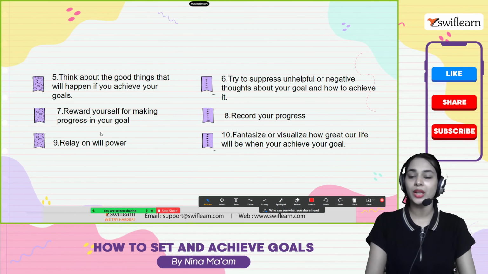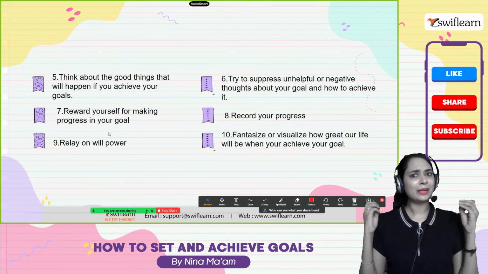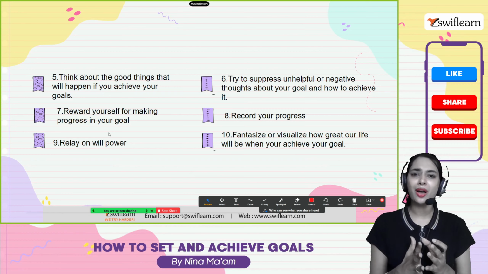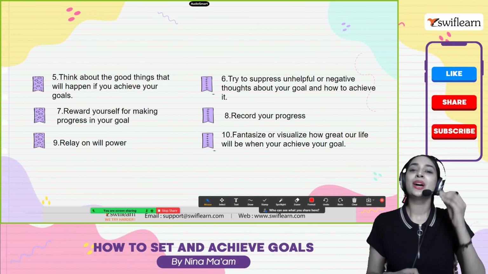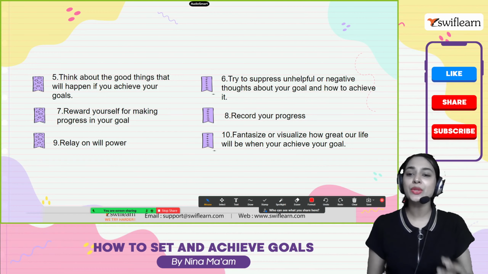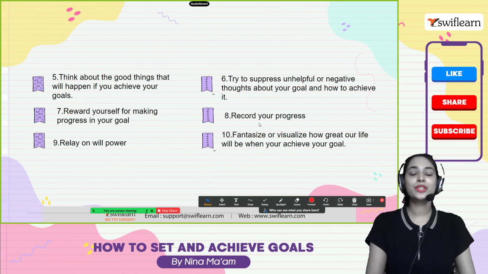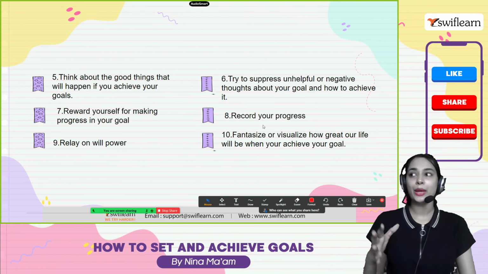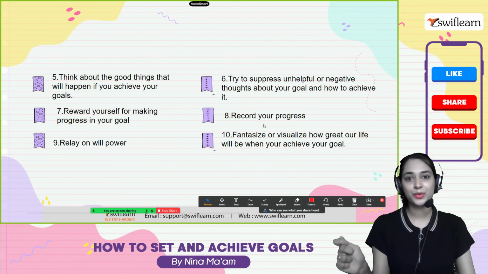And the seventh one, reward yourself for making progress toward your goal. Sometimes we can say, Nana, you did a good job because you did it. You can reinforce yourself, motivate yourself, and reward yourself sometimes. And the eighth one, record your progress. You have to record where we are standing now, what was the beginning, and what we want to do in the future. So always record your progress.